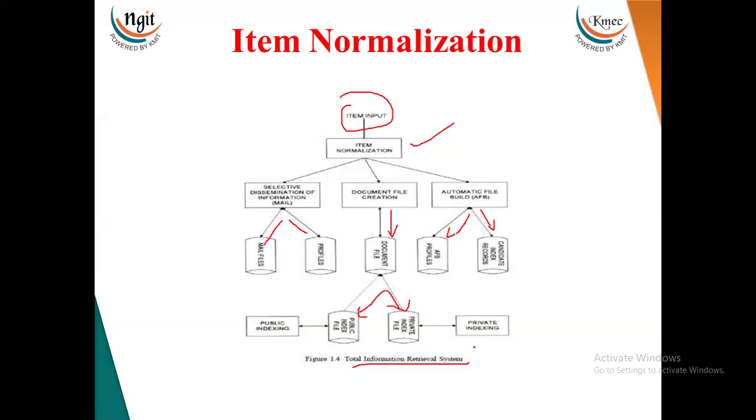So, the total information retrieval system. All this will be connected to the public index and all this will be connected to the private index. So this diagram explains the complete functional overview of the IRS. So please understand this diagram and explain it properly.